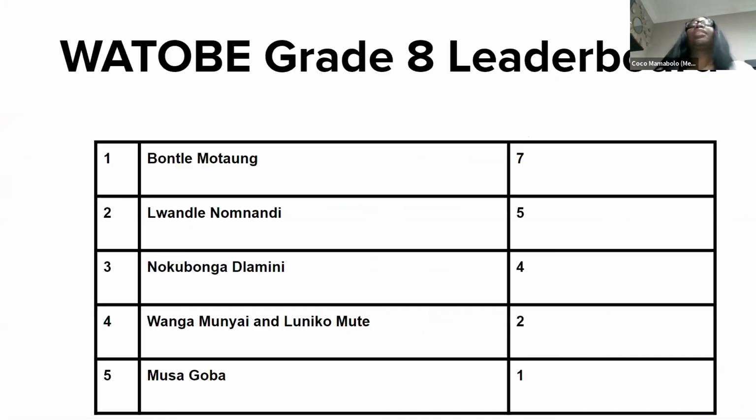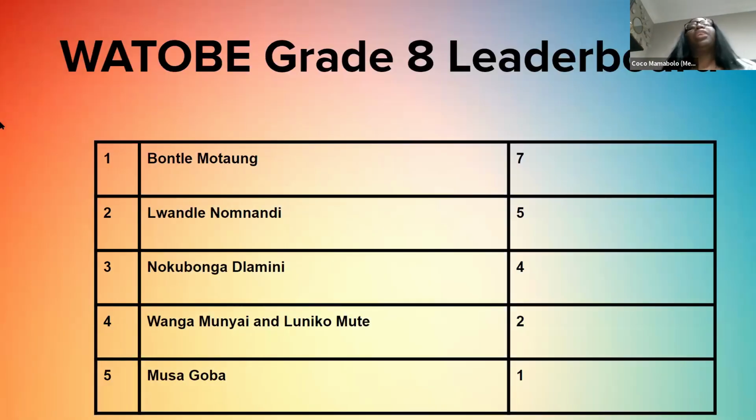Now, we're going to introduce something new to you guys today, and this is called the leaderboard. So I want you guys to check this out. Our leaderboard here for grade 8 shows us who has been doing their app homework that we give you at the end of each lesson. Now, this shows that Buntle has done the most amount of lessons on the app. She's watched the most videos and she's done the most exercises. And then we've got Luandle and then Nokubonga, well done. And Wanga and Luniko, you guys are sharing that number 4 spot. And right underneath that, we've got Musa. So guys, keep it up.